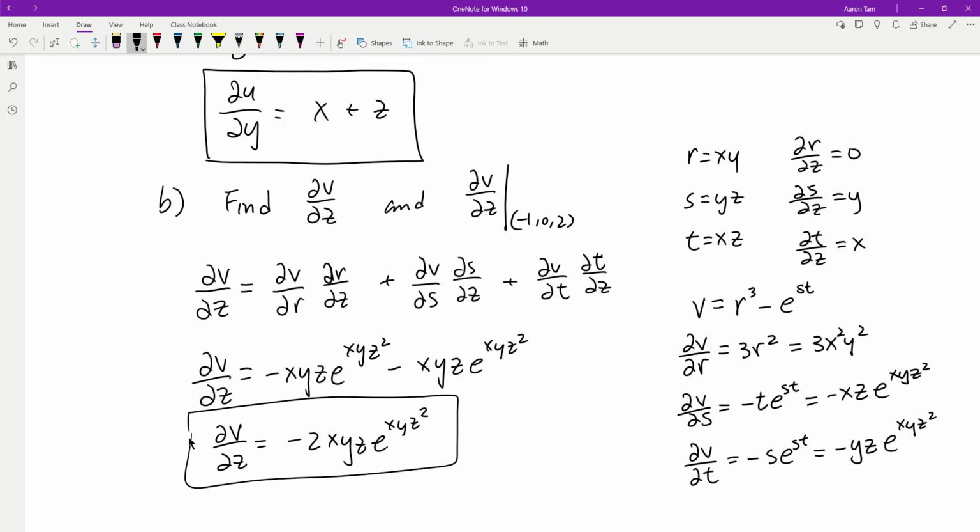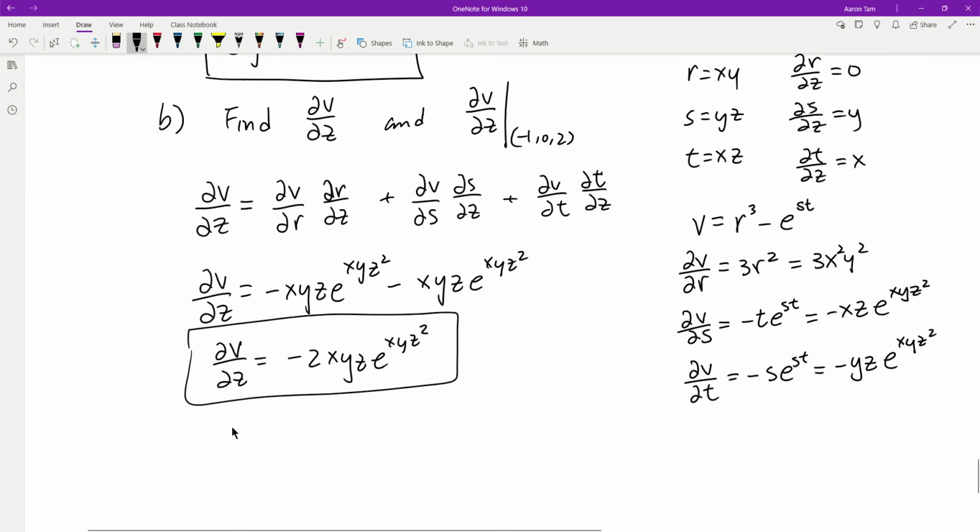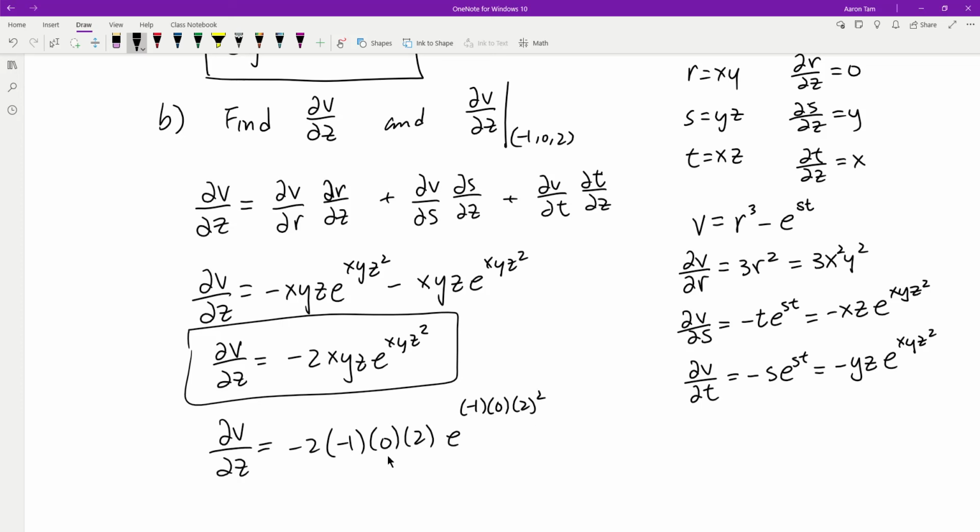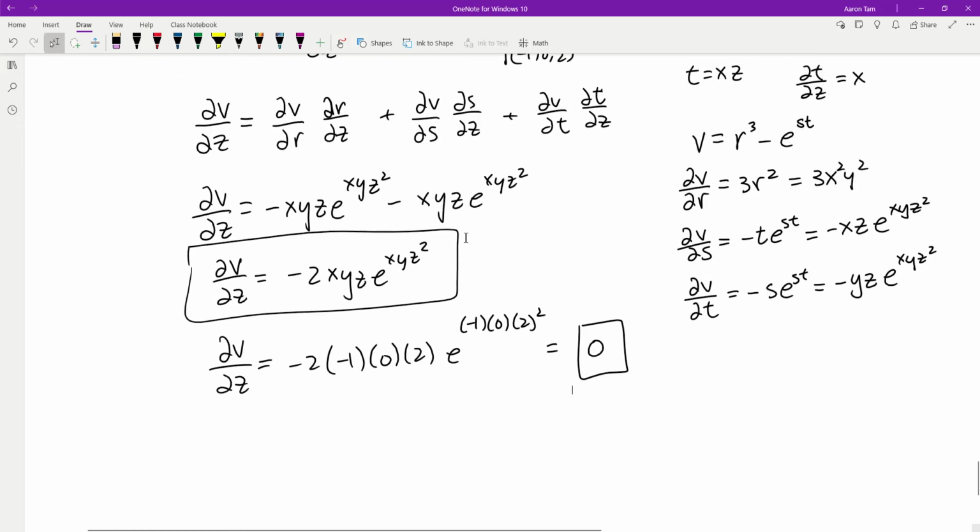Okay, and now the question comes down to what happens if I evaluate it at negative 1, 0, 2. That means negative 2 times negative 1 times 0 times 2 e to the negative 1 times 0 times 2 squared. Well, because of the 0 right there, this comes out to be 0. Hopefully that gives you a little more of an example of how this formula works and how you combine them into a single partial derivative within the larger matrix.